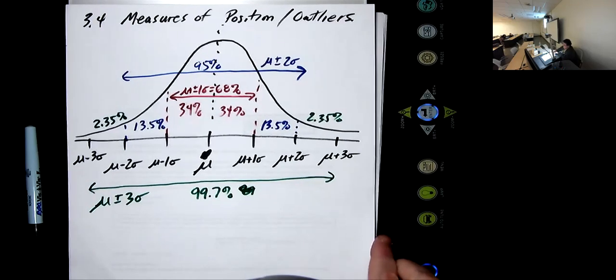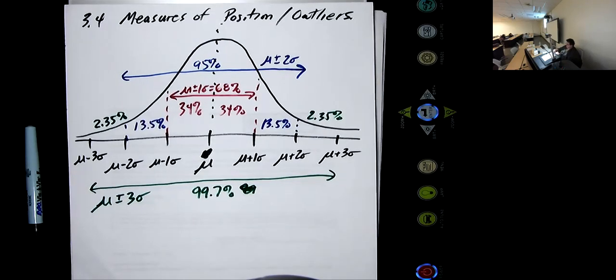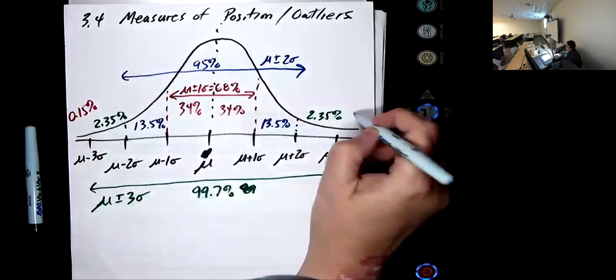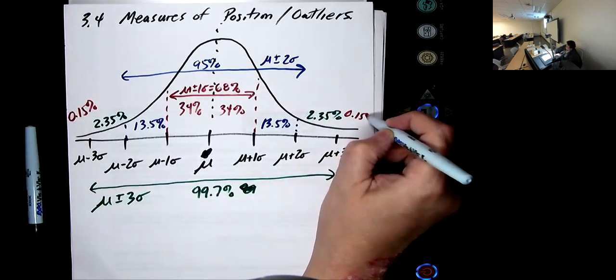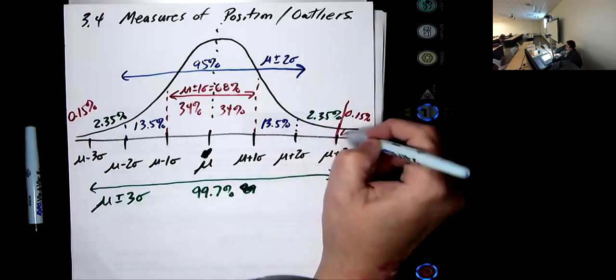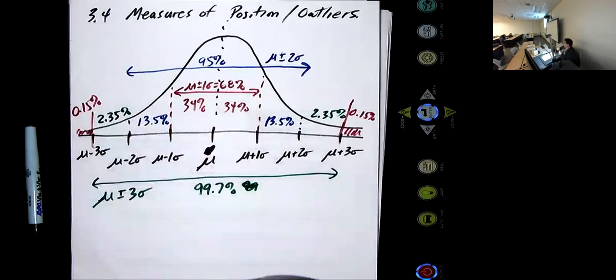So that's just a reminder. Outside of that is 0.15% on each side. No matter how many more deviations you go, that has the entire value out there. There is very little on the outside. Very little.